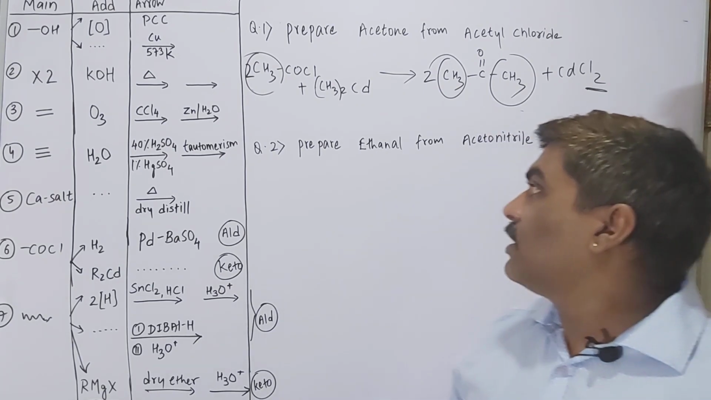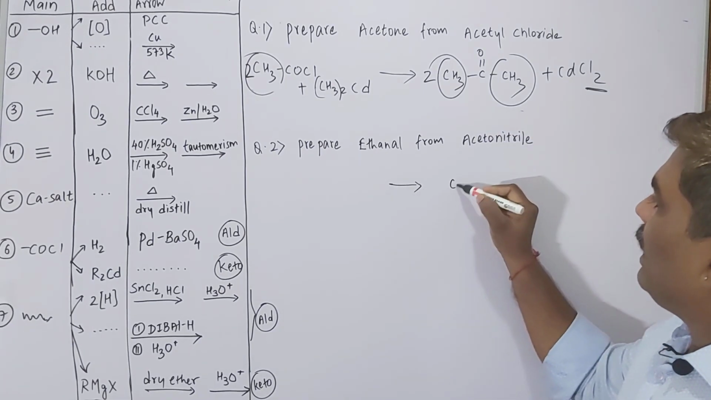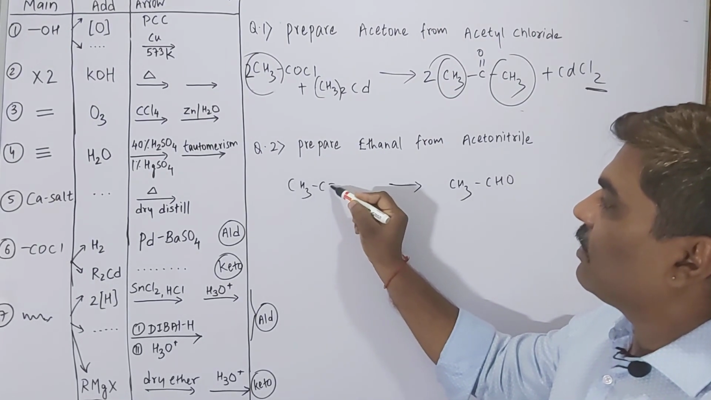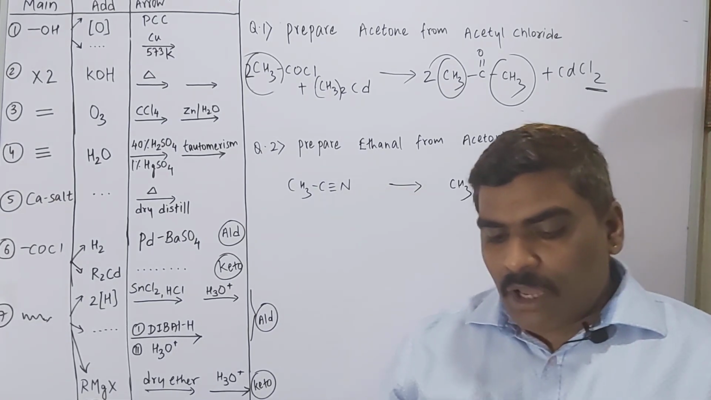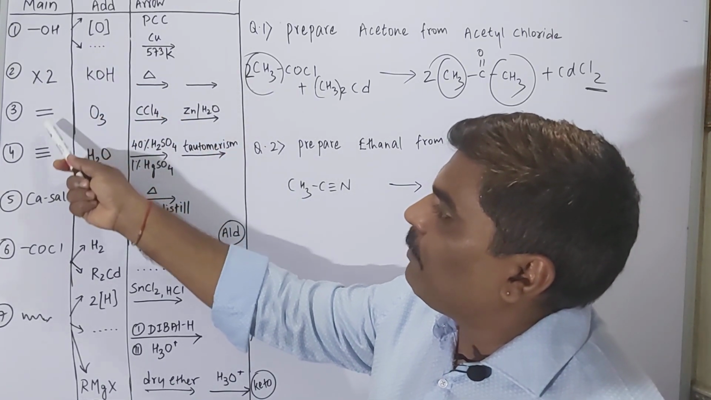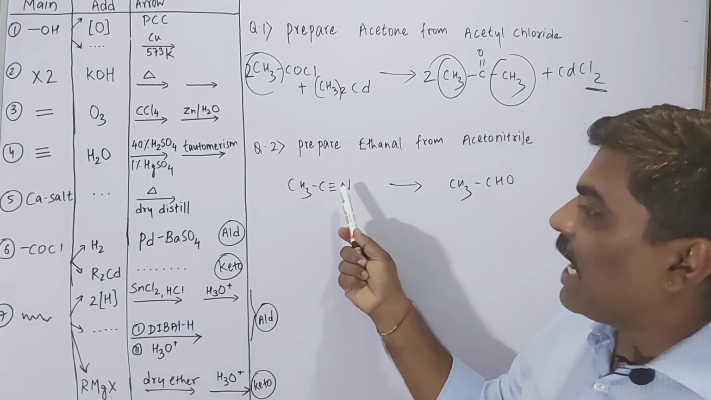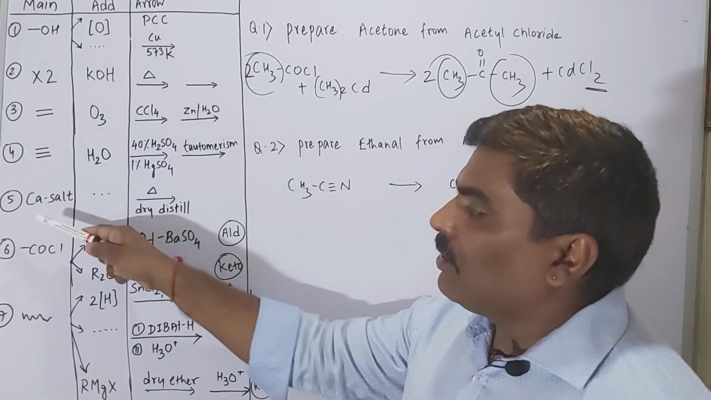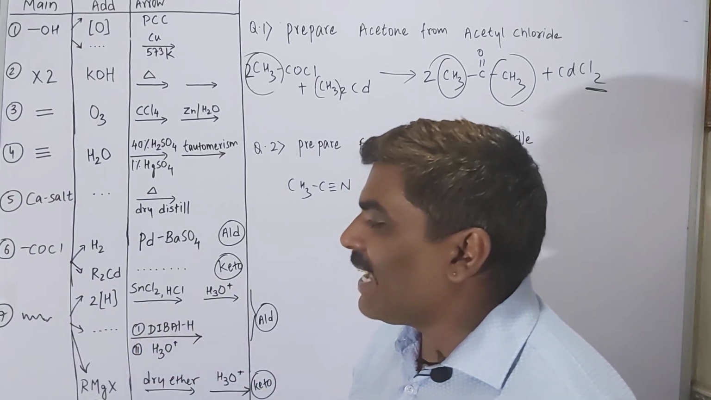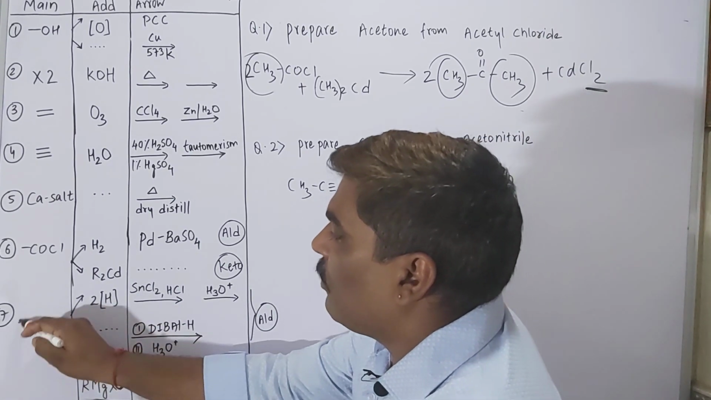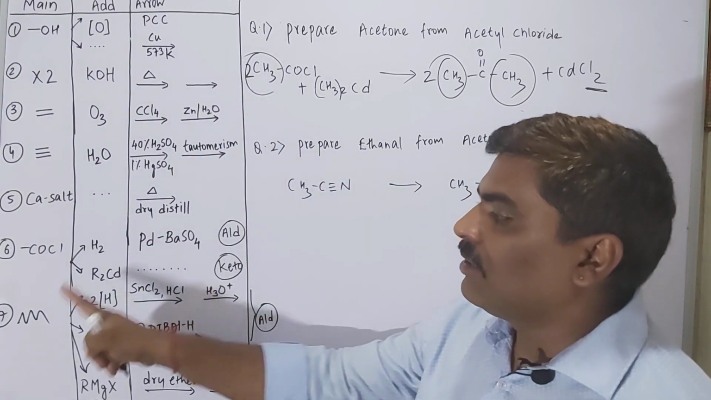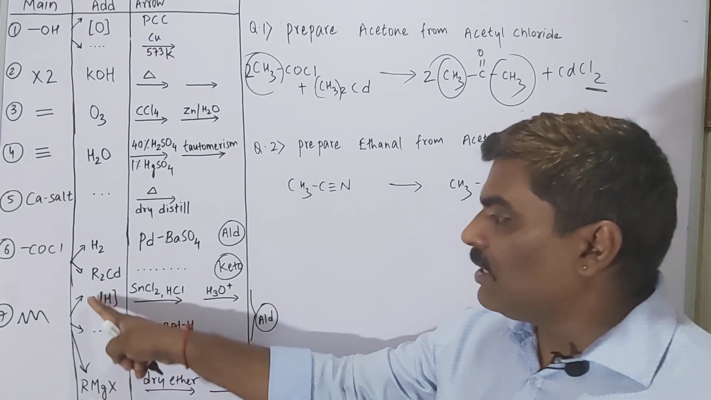Okay, now the next question. We want to prepare ethanal from acetonitrile. Now where is acetonitrile in this chart? If you see, alcohol, halogen 2 times, double bond, triple bond, calcium salt. Cyanide is all 6. If you check, cyanide is not there. Why have I given this zigzag here? Always our last formula is zigzag. The meaning of zigzag is: if all the above methods fail, the last one we will see. So cyanide comes in this.